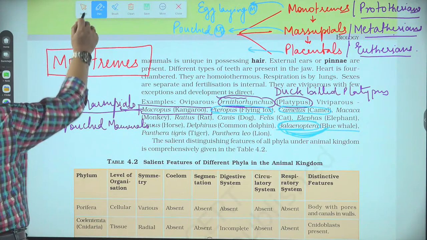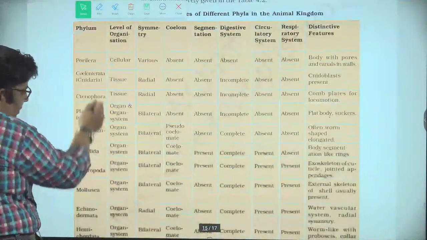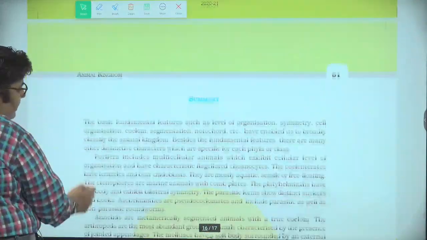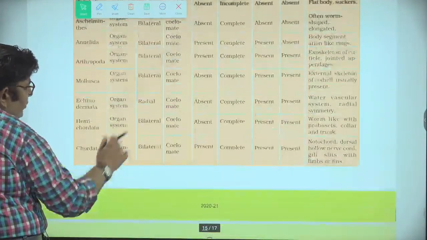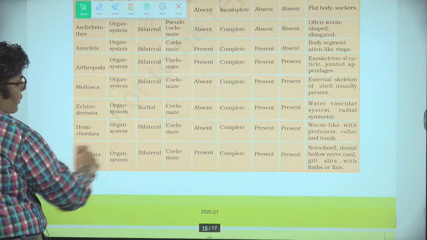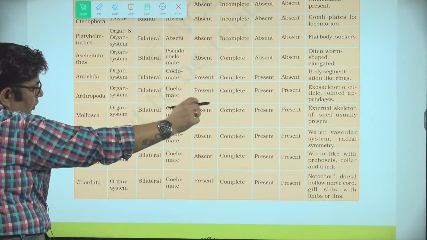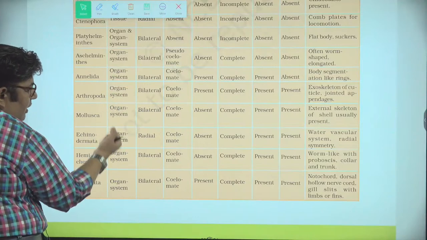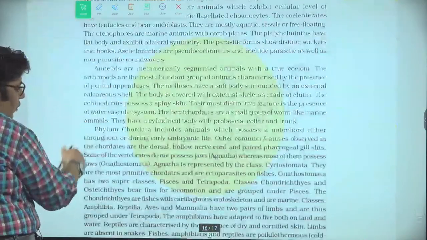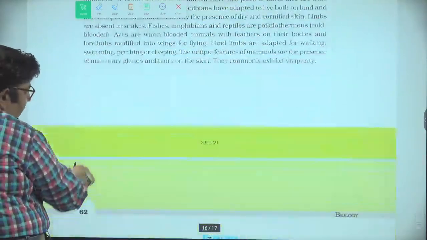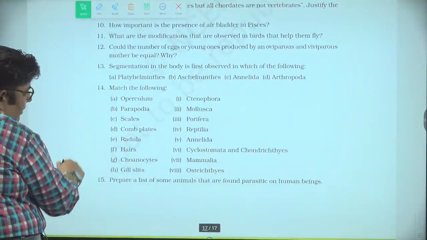And with this, we come to the end of these names, and this chapter is also over. It's an interesting one, and you can try to add some more points if you want. You can make some more columns here. Try to make it in your notebook. The more you make it, the stronger your knowledge becomes, and your confidence in answering increases. This is the only way of putting something in long-term memory.